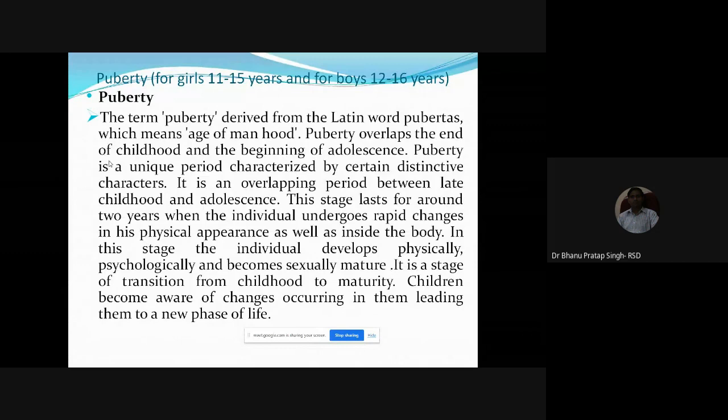tension, a time of stress for children. And the role of teachers and parents jointly becomes very important to shape this particular age of the child.